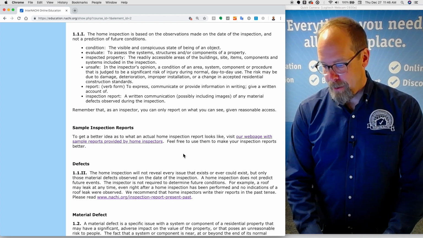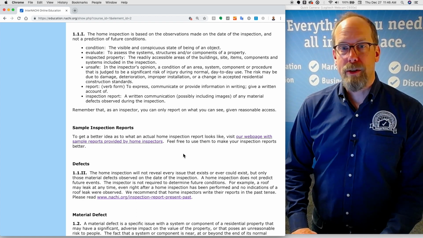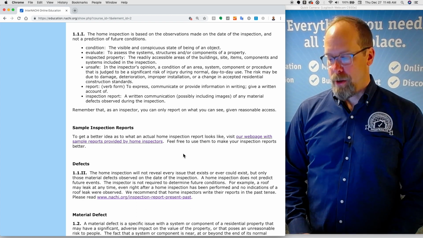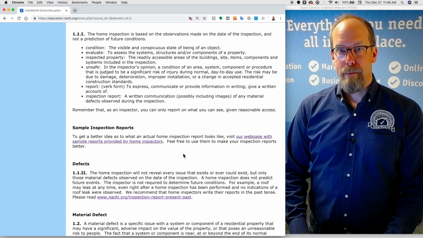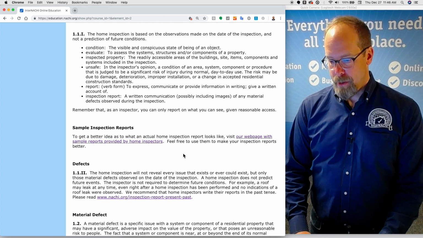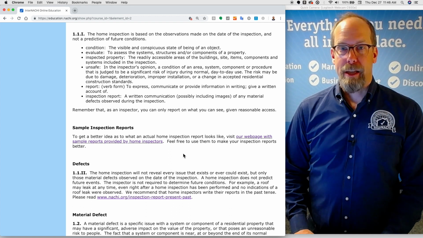To get a better idea of what an actual home inspection report looks like, InterNACHI actually provides sample reports. So feel free to use them to make your inspection reports better. And click that link there.